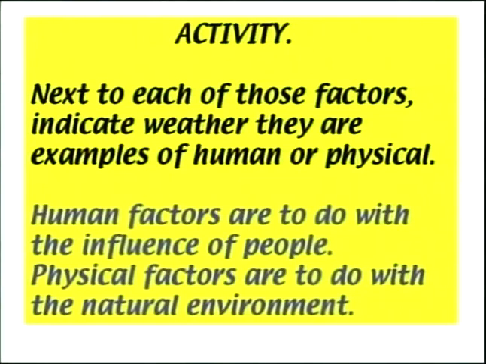The next thing you're going to work on is to identify next to each of those factors, by simply writing down the letter P or the letter H, whether those factors are examples of physical factors or human factors. You have climate, relief, soil, market, transport, and technology. Next to each one, put down the letter P if you think that factor is physical, and the letter H if you think it is a human factor. That's the next activity you're going to work on. I'll give you only 3 minutes, and we'll check and correct the activity.